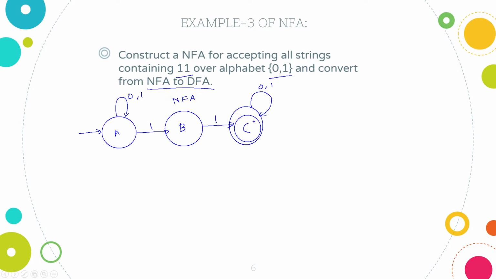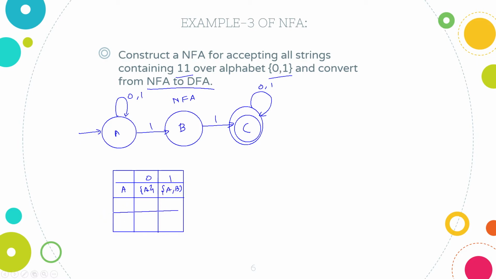Let's write the transition table for this. So let's say we have got our table. Okay. A, B, C and 0 and 1. 3 columns. 0 and 1. You are in state A. Okay. You get a 0, you go to state A itself. And you get 1, you can either go to state A or state B. So A, B.